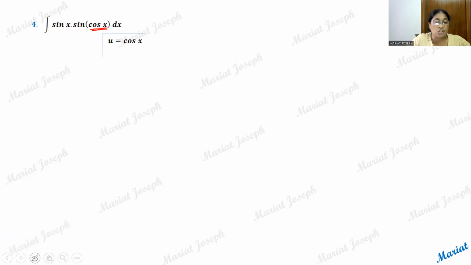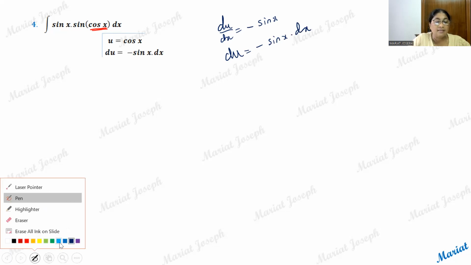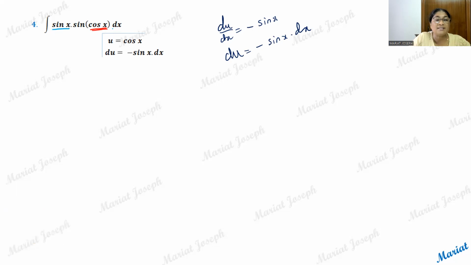Sine of cos x is the function. And what is the derivative? U equal to cos x, what will du by dx be? Du by dx is the derivative of cos x, which is minus sin x. Therefore, if you cross multiply, du equal to minus sin x into dx. And do we have sin x into dx? Look, this sin x and this dx we have here. But this minus is extra. We don't want that minus. So write one more step, that is minus du equal to sin x dx. Look, I have given the minus to du.